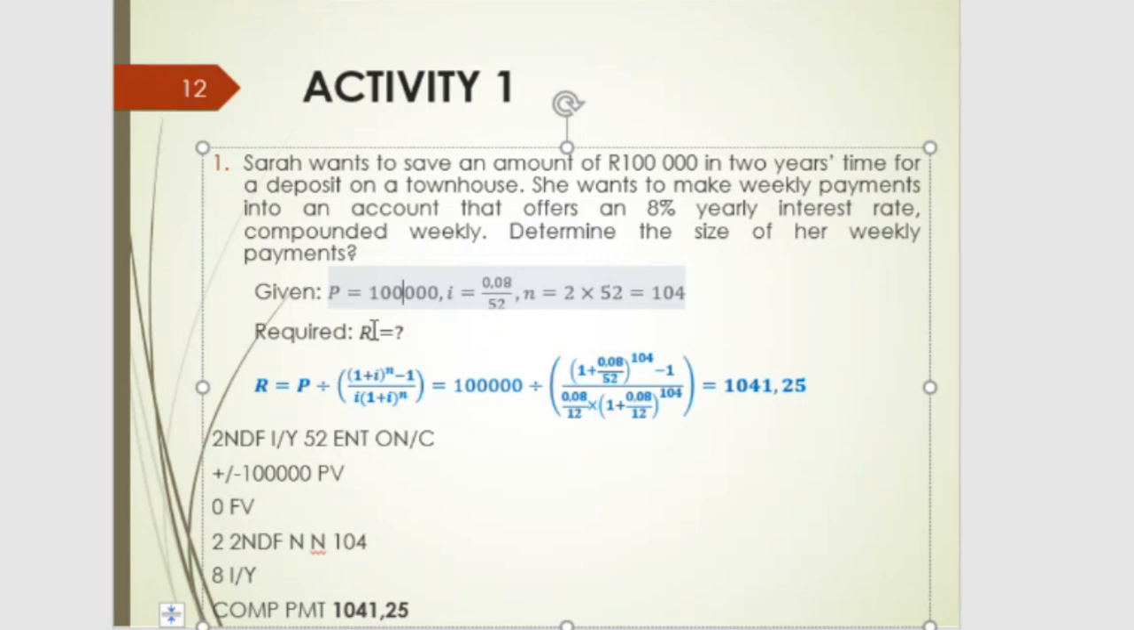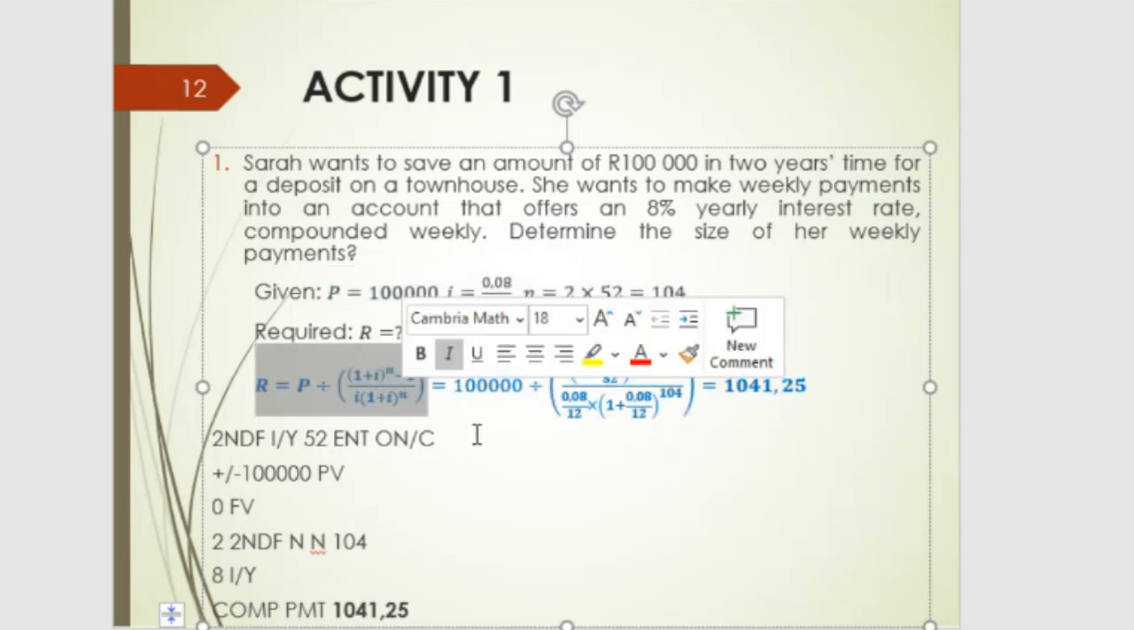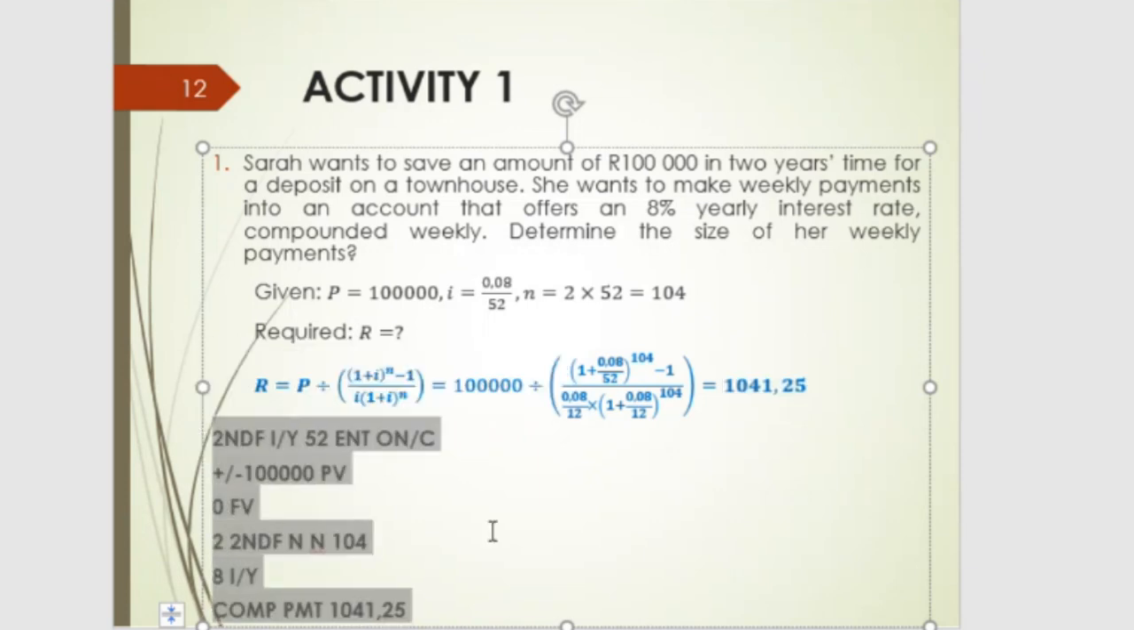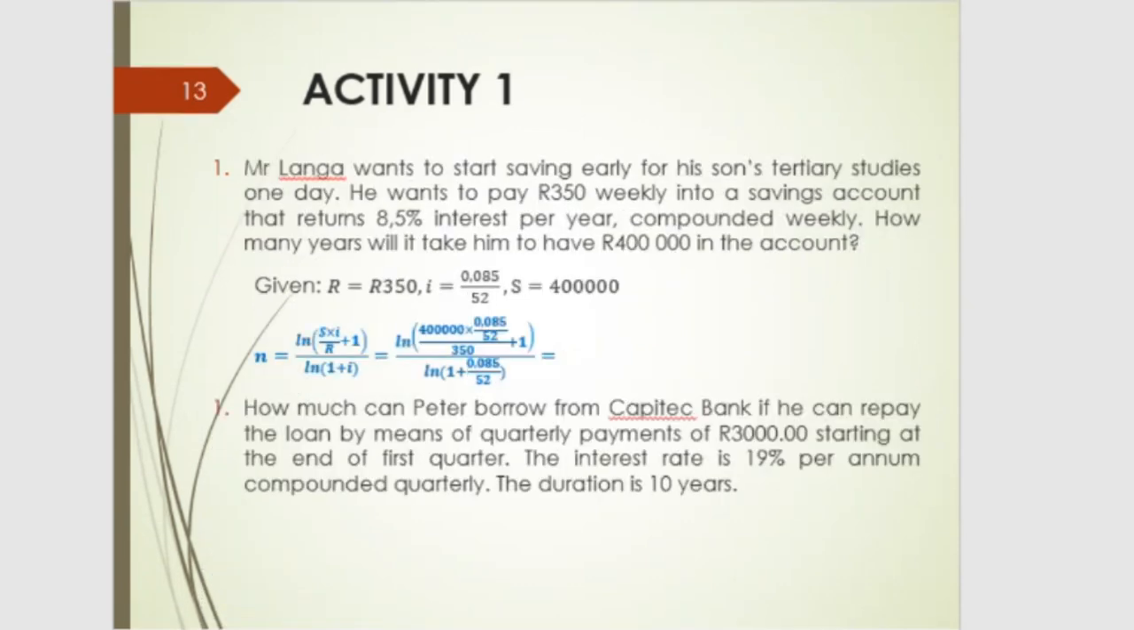What is required is the payments. So using the payment to calculate the present value of annuity, we find that those weekly payments need to be 1,041 so that she can make it to that 100,000 in those 2 years. Again, we've used the financial calculator, followed this procedure, and we get that 1,041, so it corresponds.